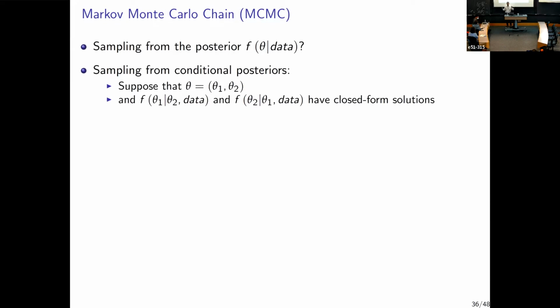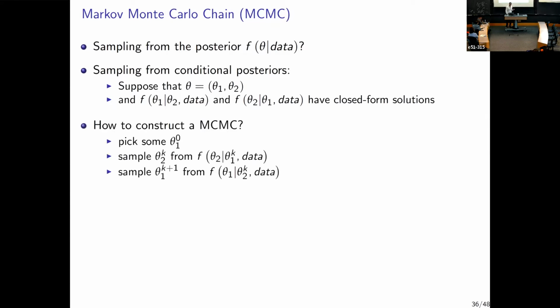Suppose that I can divide theta into sub vectors, essentially theta 1 and theta 2. And suppose that f of theta 1 given theta 2 and the data has a closed form, and f of theta 2 given theta 1 and the data also has a closed form, and I know how they work. Then I can construct a Markov chain Monte Carlo. How would I do that? Well, I would start with some arbitrary theta 1. I'm going to note it with 0 because it's my first guess.